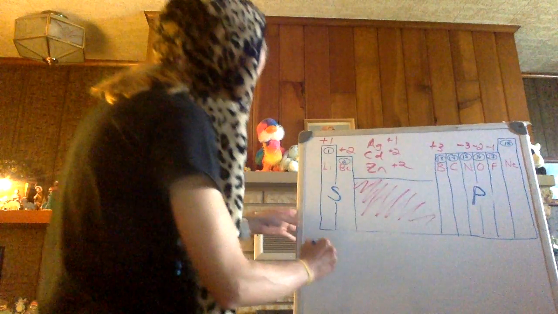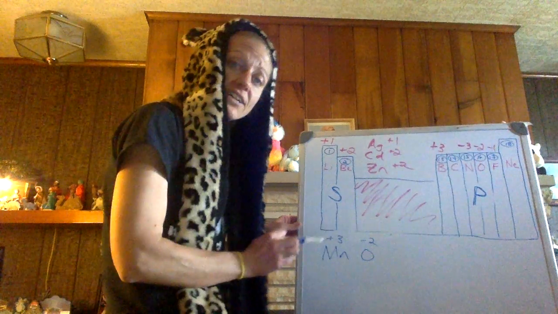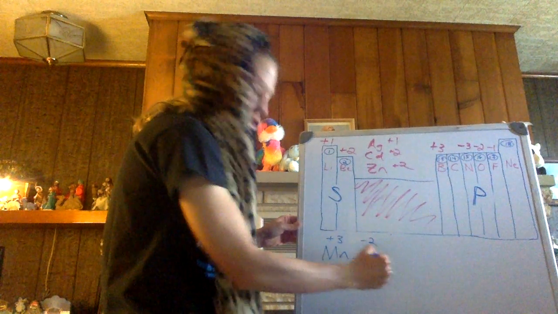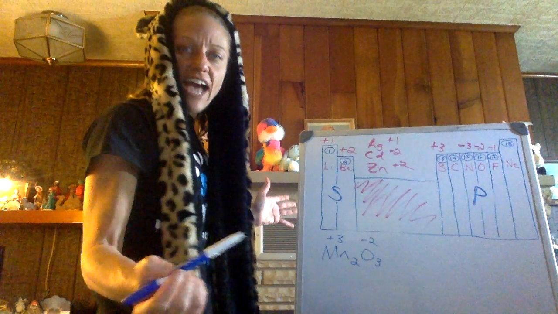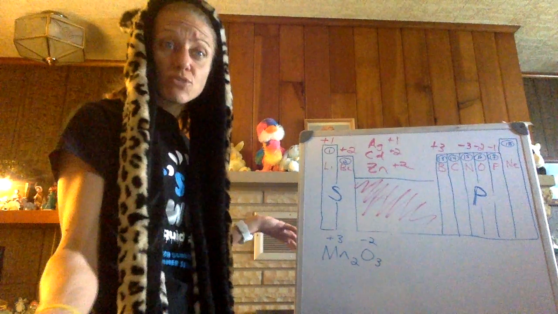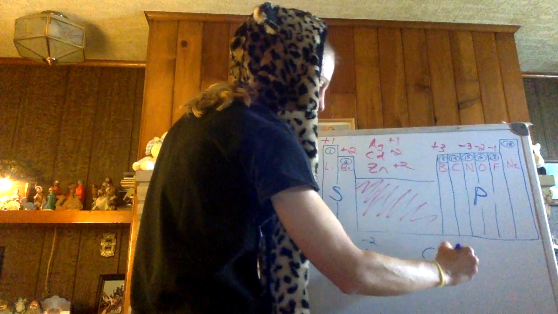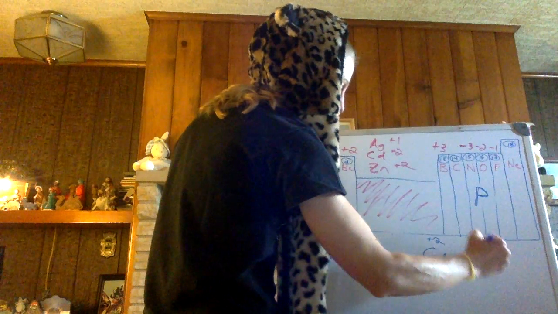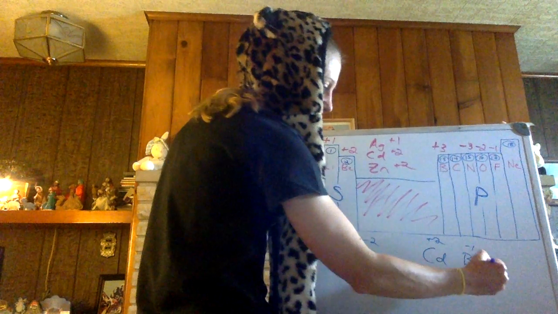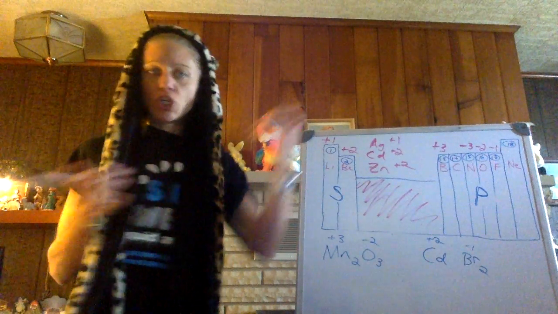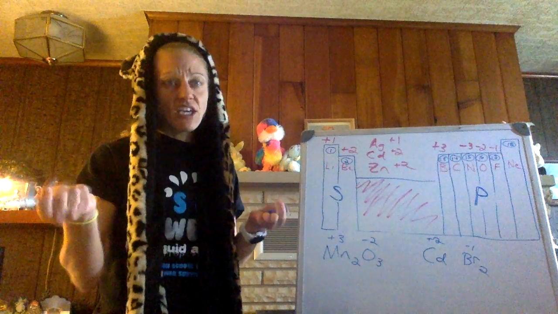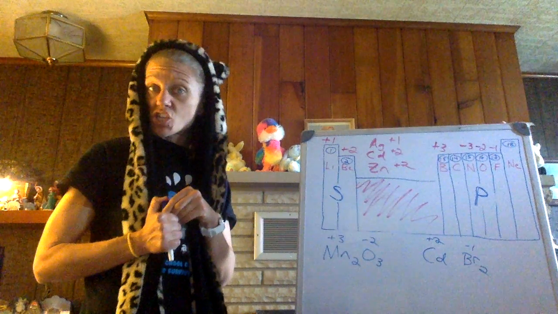Manganese 3 oxide. Manganese, not magnesium. Manganese is +3 because the Roman numeral says. Oxygen's -2. Cross them, Mn2O3. Cadmium bromide. Oh no, cadmium's not on my list of things I don't know the charge. Cadmium is +2. I wrote it on my periodic table. Bromine's -1, so it looks like CdBr2.